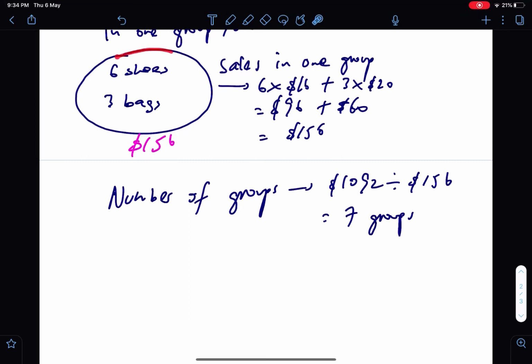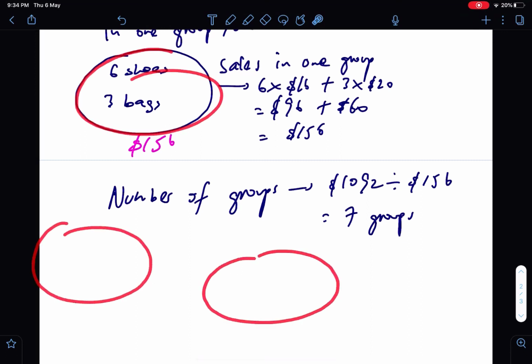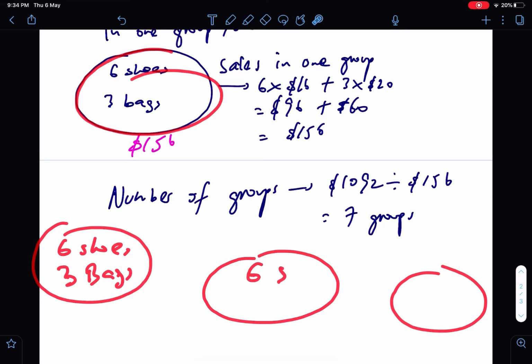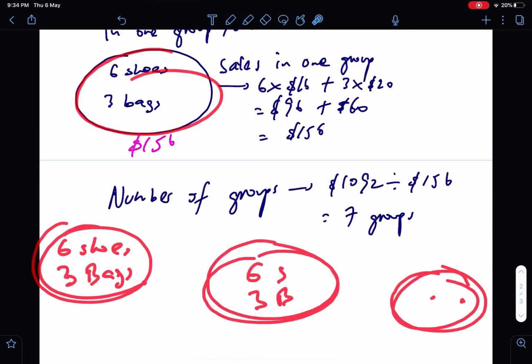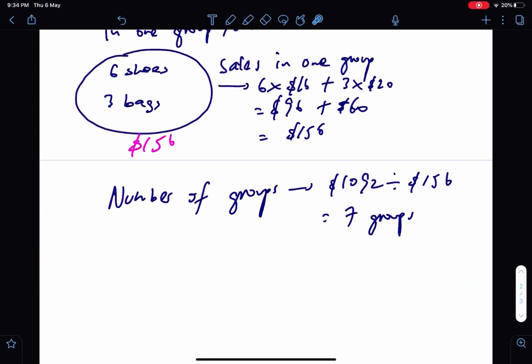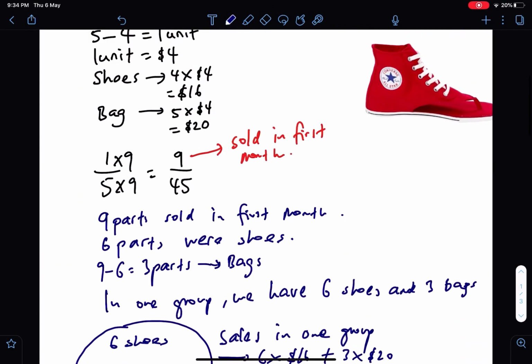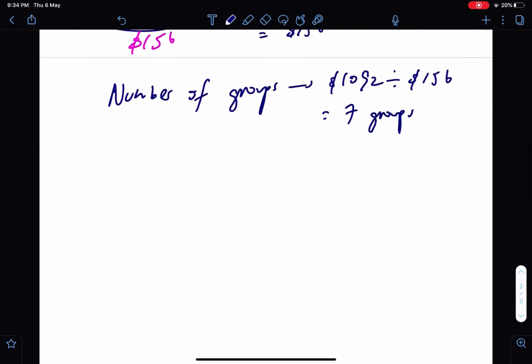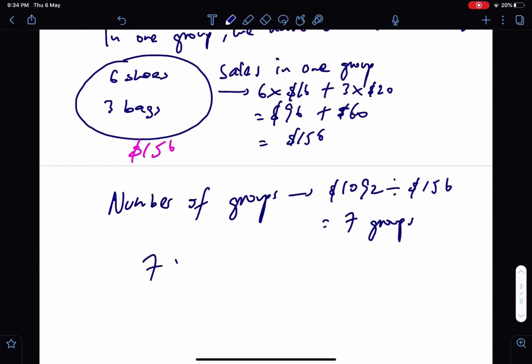So you have one here, another group here, another group here, and each of these groups has 6 shoes, 3 bags. You have literally 7 of these. 1, 2, 3, 4, 5, 6, 7. 7 of these groups. The question is how many items were sold? 7 multiplied by, in each group there are 6 plus 3, 9 items. The answer is 63 items were sold in the first month.